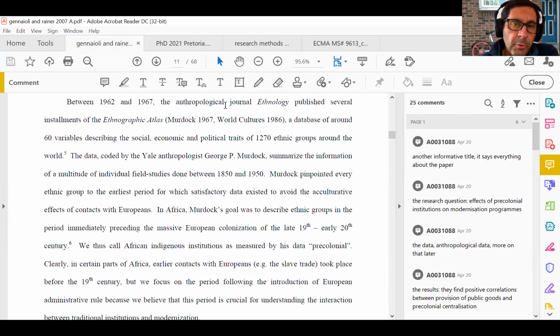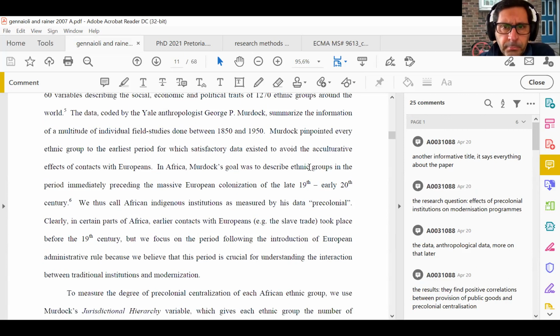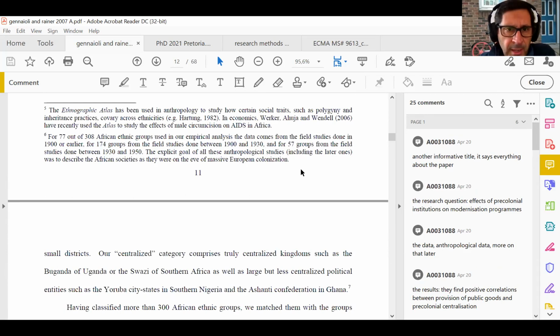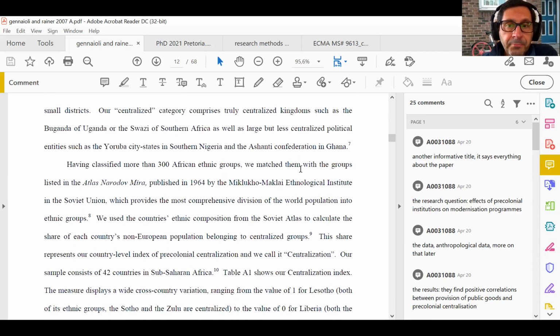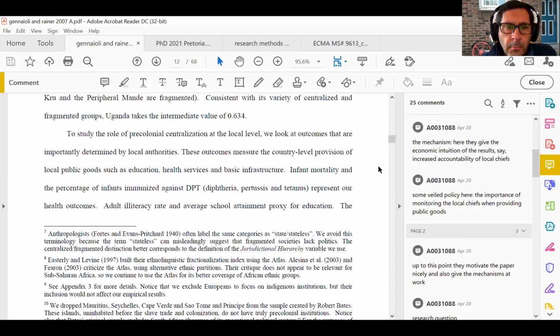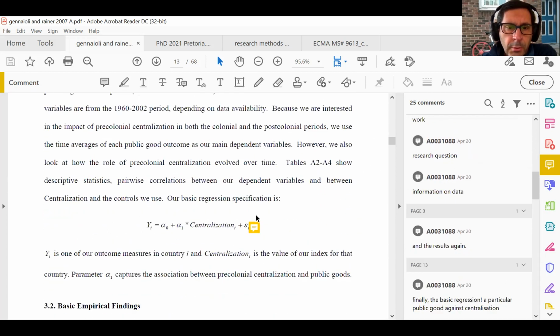They find data. The anthropological journal Ethnology published several installments of the ethnographic atlas. That's an important name if you are into this sort of literature. Murdock 1967 is the ethnographic atlas, where essentially Murdock provides data of all ethnic boundaries and ethnicities in the African continent, right?